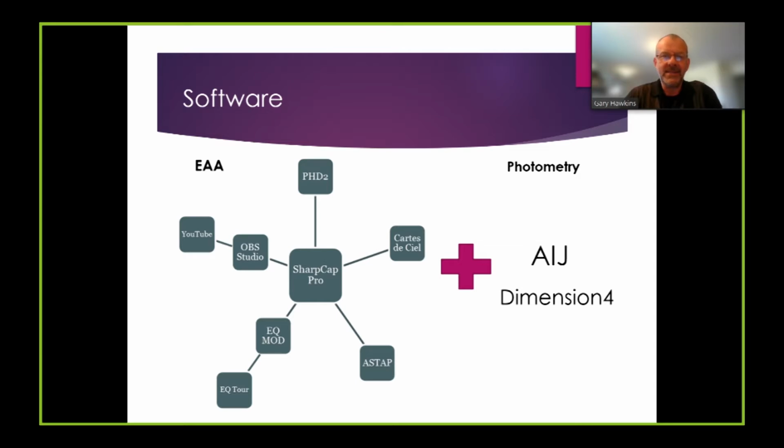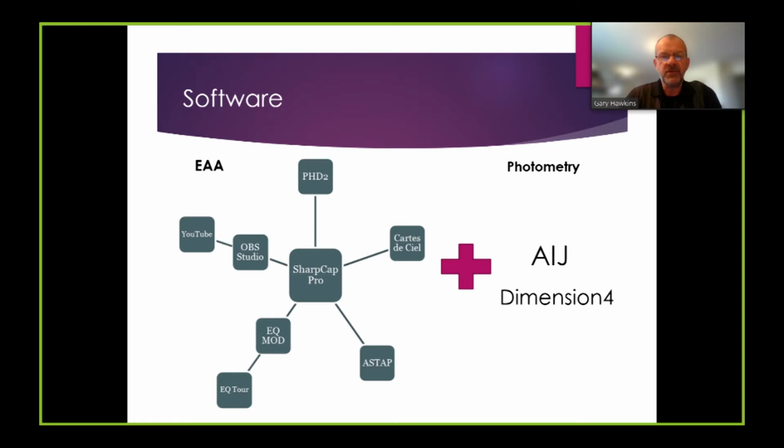My EAA software setup is shown in blue, and it's based around SharpCap Pro, which is one of several extremely well-known packages used for electronically assisted astronomy. My mount is an EQ6-R by Skywatcher, and so I use the EQMOD software, which is public domain software to control the mount. I use Cartes du Ciel SkyMap, and for guiding, I use the very popular PHD2 software suite.